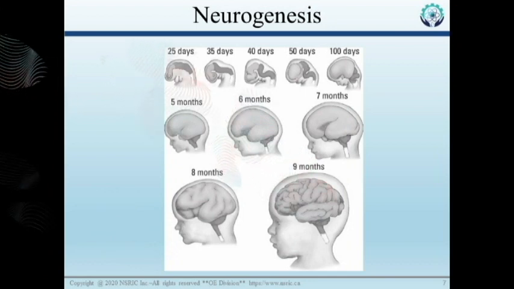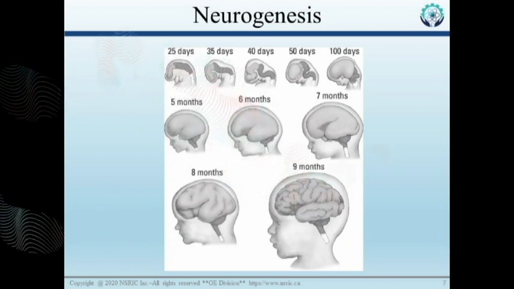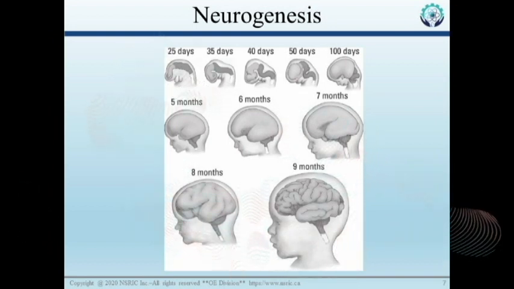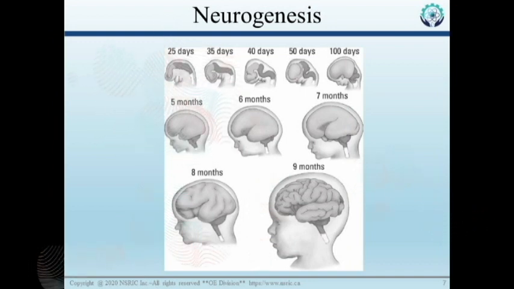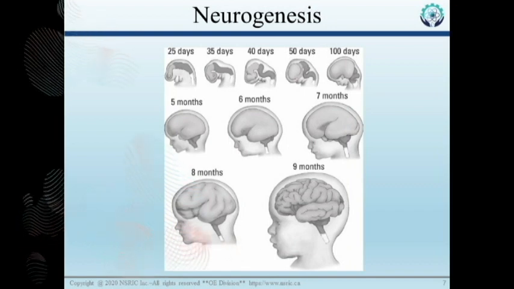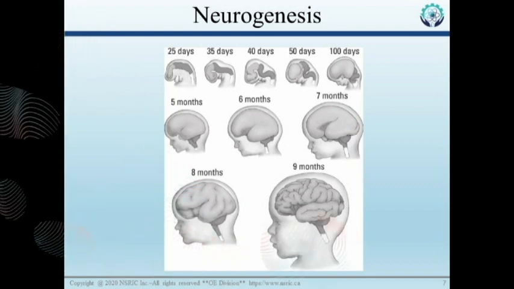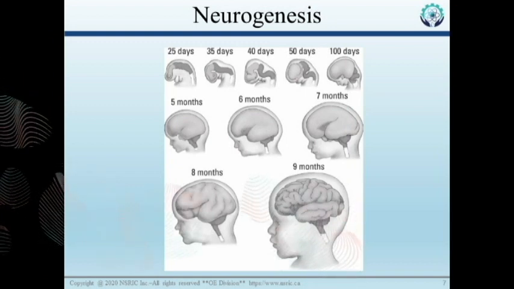With the formation of the brain stem in prenatal development, we have that vital part of the brain that is responsible for the regulation of the body's functions, so things like heart rate and breathing and digestion, and that really lays the groundwork for survival.